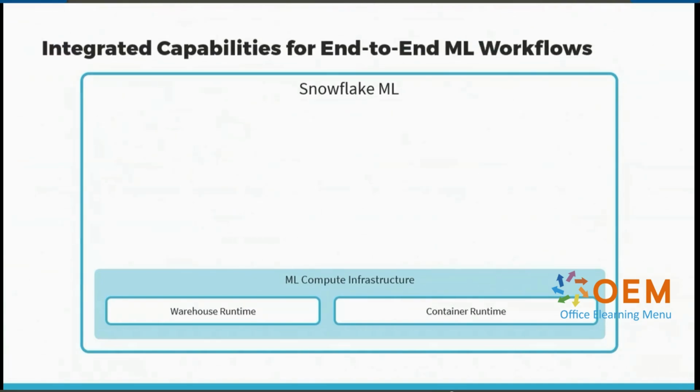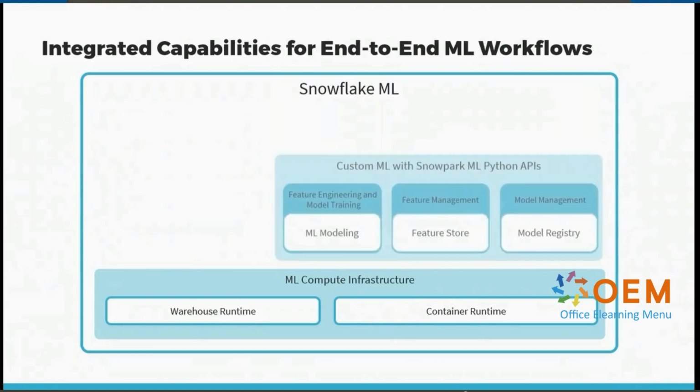At the lowest level is the ML compute infrastructure. The custom models that we build and train could be either built on the container runtime or on the warehouse runtime. We will be working exclusively with the warehouse runtime in the demos up ahead. The container runtime is also newly released and specifically optimized for Snowflake workloads.